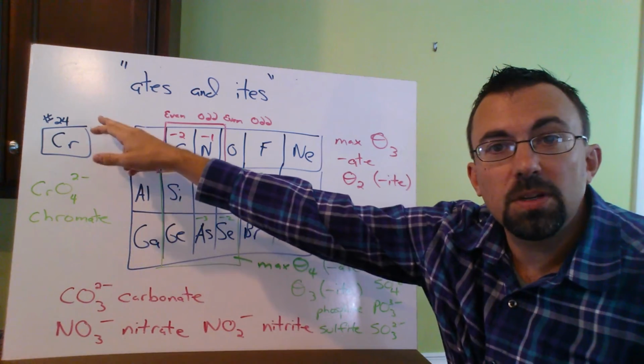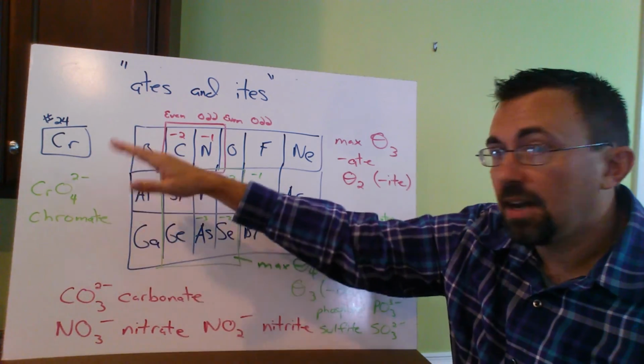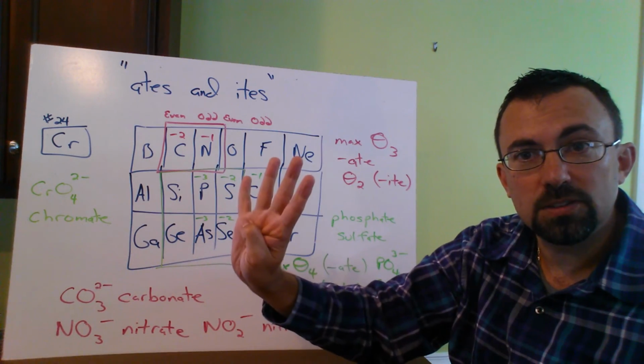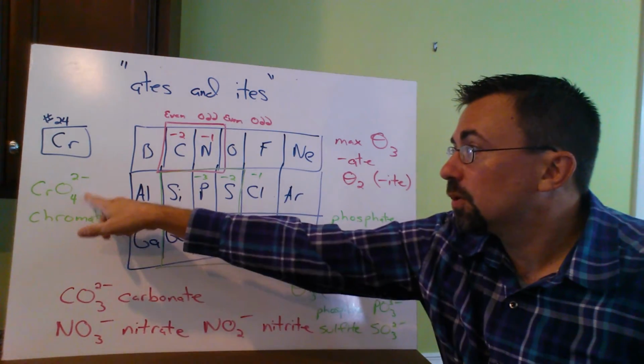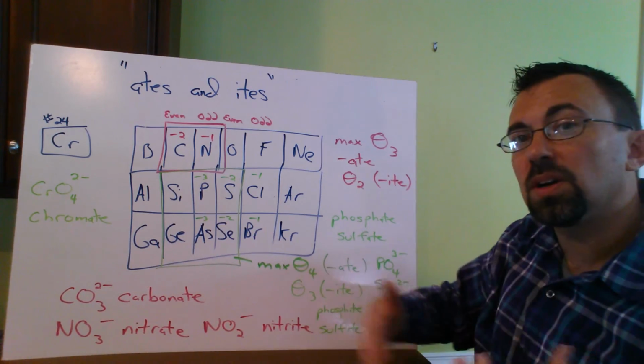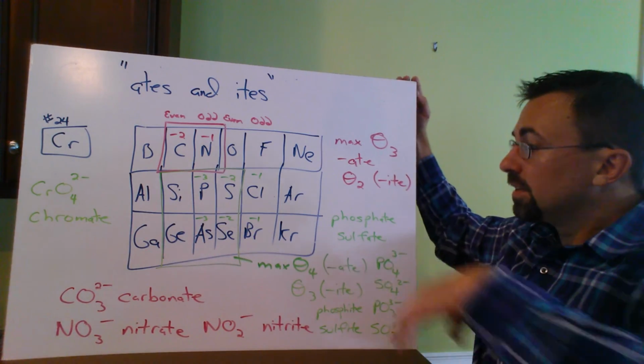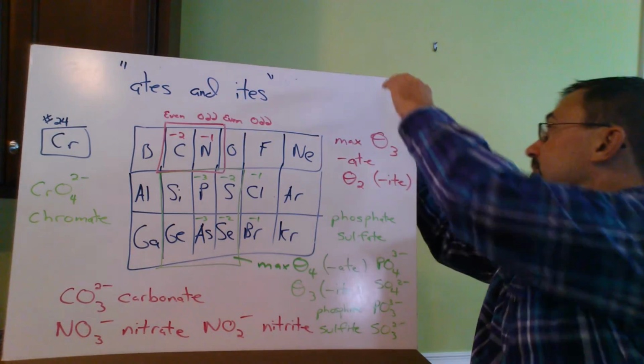Chromium works the same way. It's element number 24, and it's down on the periodic table, so it means it can hold 4 oxygens. It's an even number, so it's 4 oxygens, 2 minus, and that's chromate. So some of that works. And you can always just make flashcards and memorize.